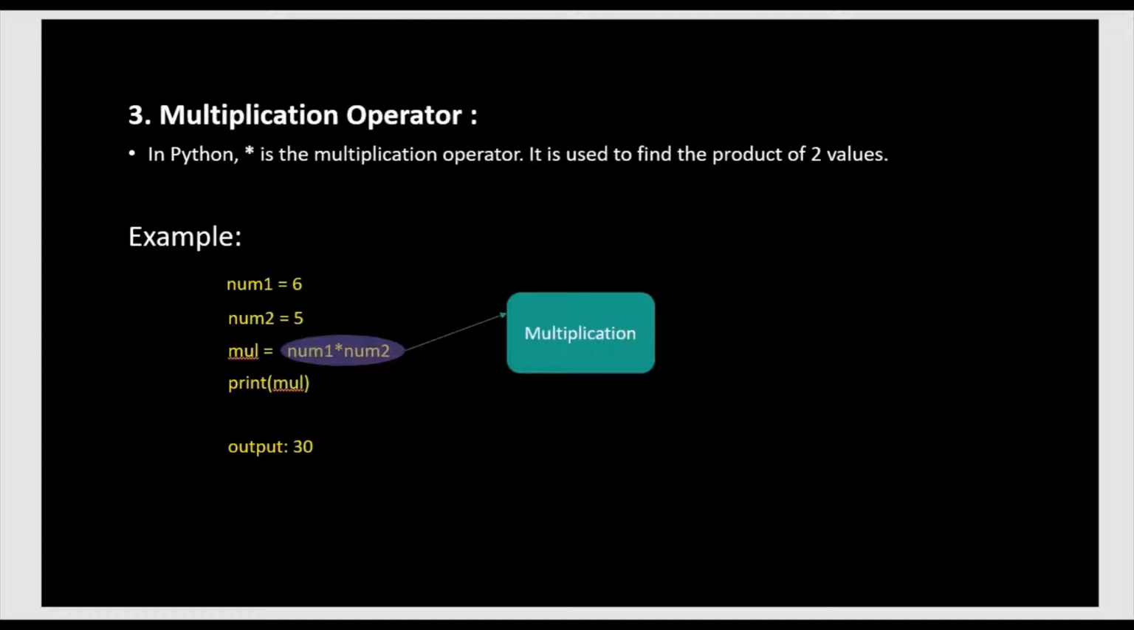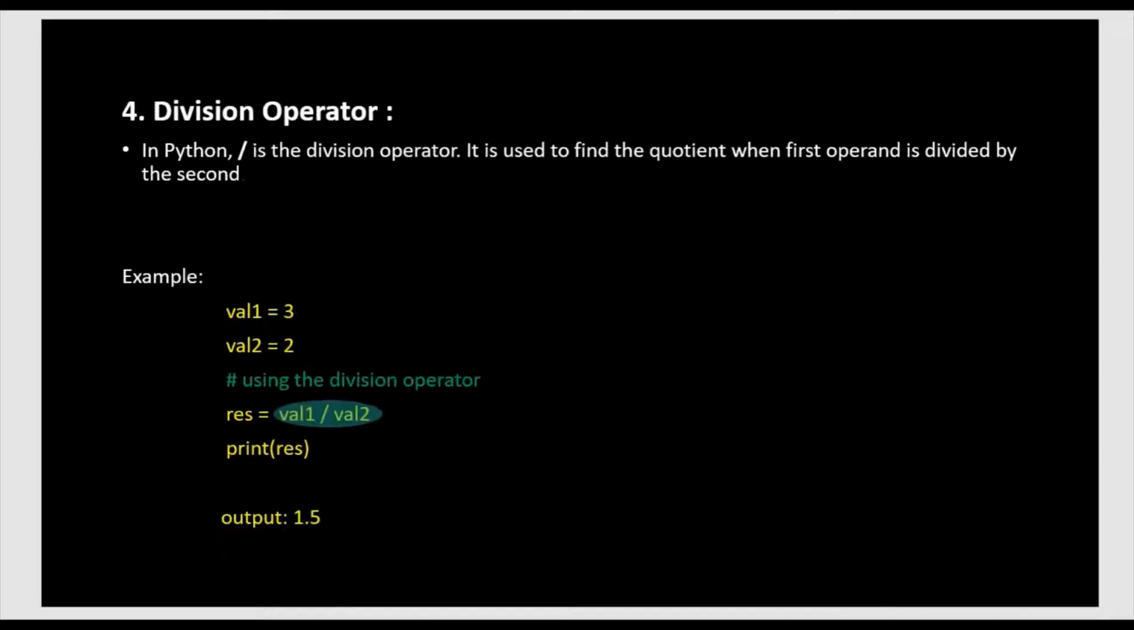Next is the multiplication operator, multiplying any operands or values. Here m1 equals 6, m2 equals 5, multiple equals m1 into m2, so print gives 30. This is the basics.